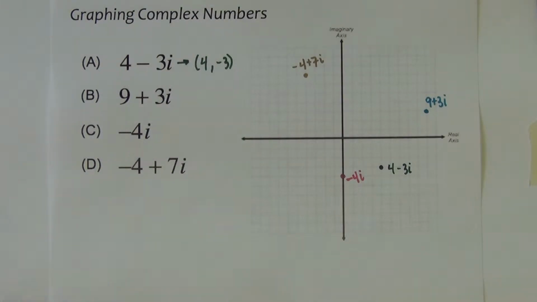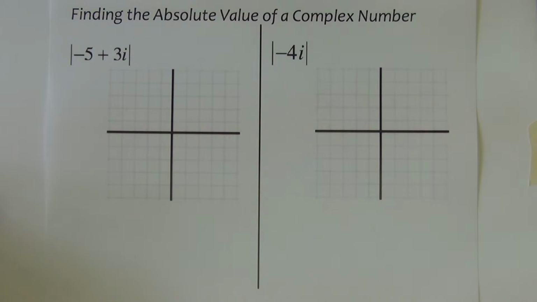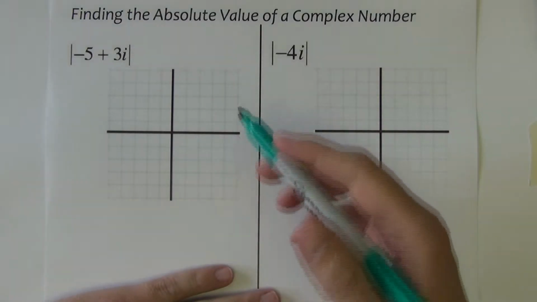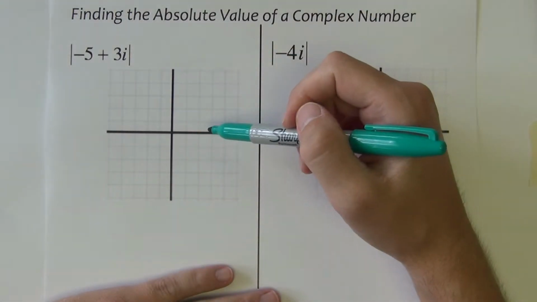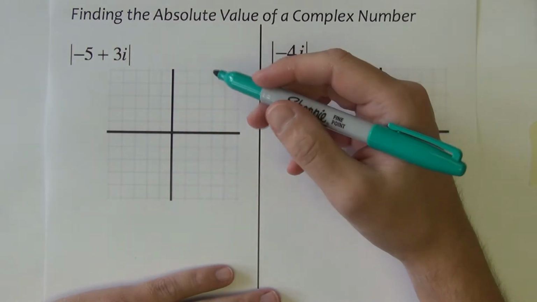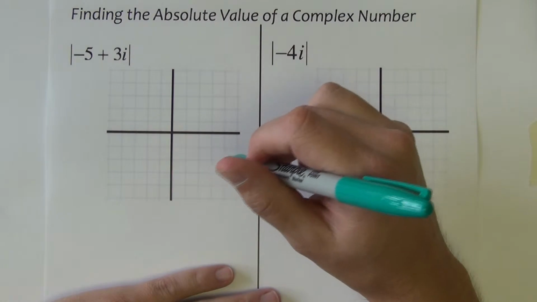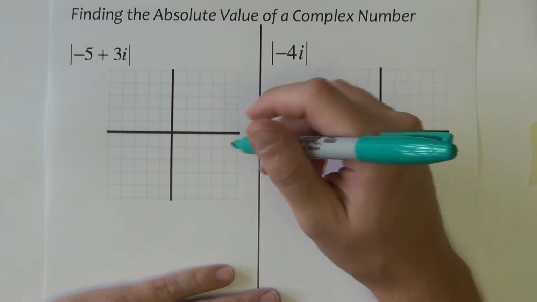Now the reason why we would want to graph complex numbers in this course is that it leads us into our first operation that we're going to go over with complex numbers. That operation is finding the absolute value of complex numbers. We know that the absolute value of a real number is how far that number is from 0 on a number line. Since complex numbers have 2 components, they graph in 2 dimensions, so it's not how far from 0 on a number line, but how far from 0, 0 on a coordinate axis.